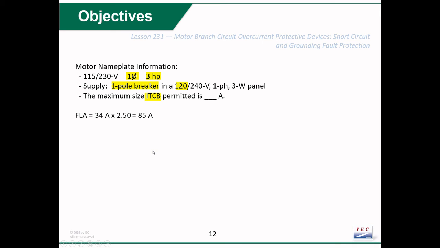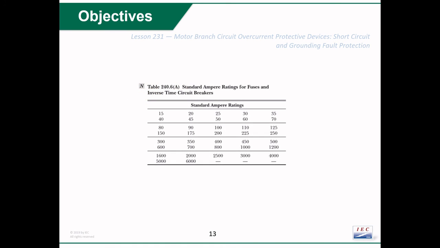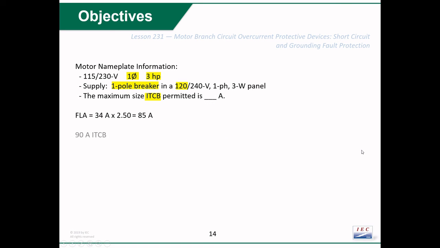So off the top of your head, is that a standard overcurrent device size or not? Well, if you don't know, we have the tool to check that. That would be table 240.6. We can go through, and we need one that is going to be at least 85 amps. We come up short with the 80, so we have to jump to the 90 amp breaker. That's our selection. So we're going to use a 90 amp inverse time circuit breaker for this particular motor.